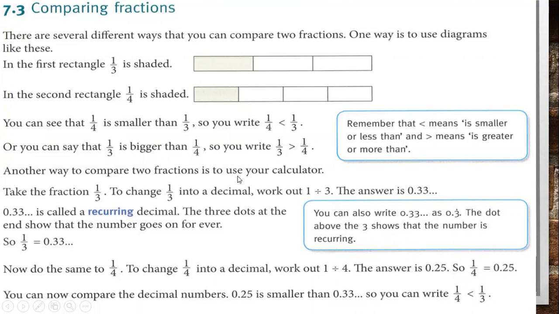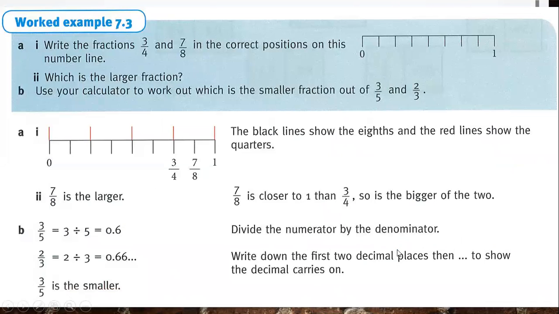So once you solve this, or once you divide this, if your answer stops somewhere, it means that it's a terminating value. If it's continuously moving, it's called recurring. So these three dots mean recurring decimals. The three dots show it's unlimited, like 1/3, and the 1/4 is terminating because it's 0.25, it terminates somewhere. Now here is the first example, 7.3, write the fractions 3/4 and 7/8.